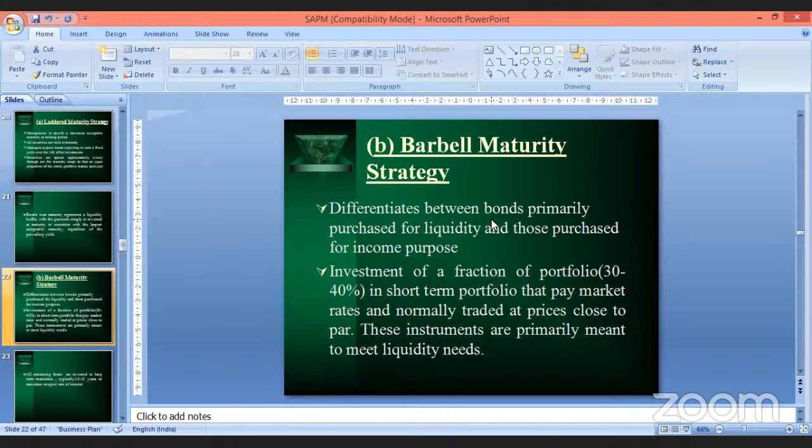These instruments are sold at market rates and normally traded at prices close to par. That means as and when you need cash, immediately you can convert it into cash without loss of its value. So these instruments are primarily meant to meet the liquidity needs. Liquidity means what? As and when we need, we must be able to convert it into cash without loss of its value.